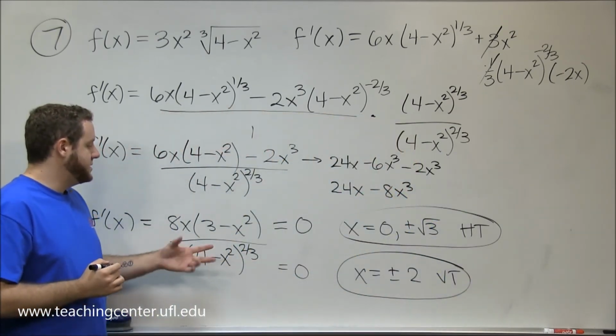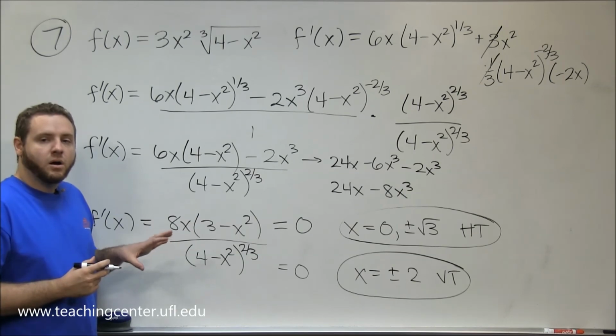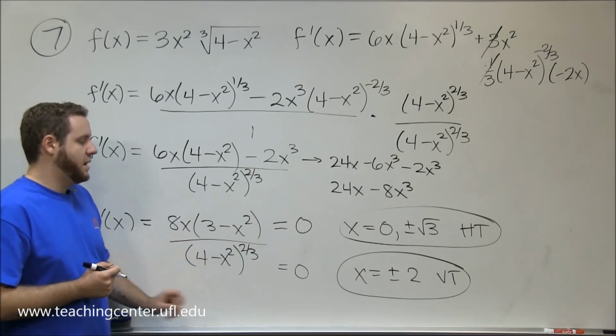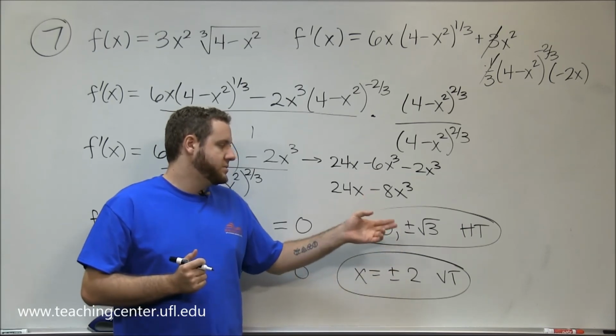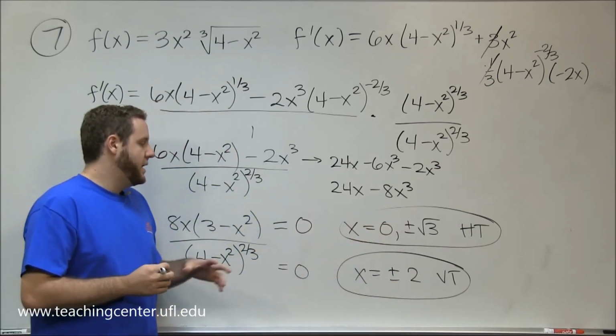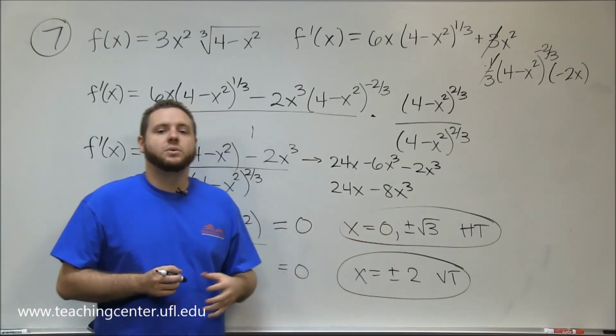So our horizontal tangents are whatever makes the numerator 0. Our vertical tangents are whatever make the denominator equal to 0. So we have 3 horizontal tangents, at 0, plus root 3, and minus root 3. And we have 2 vertical tangents, at 2 and negative 2.